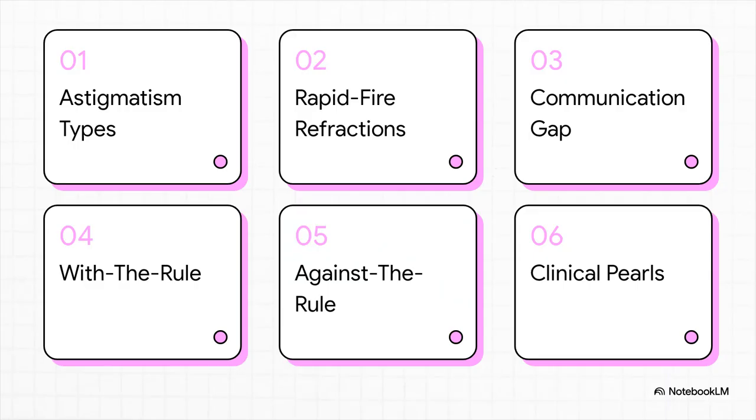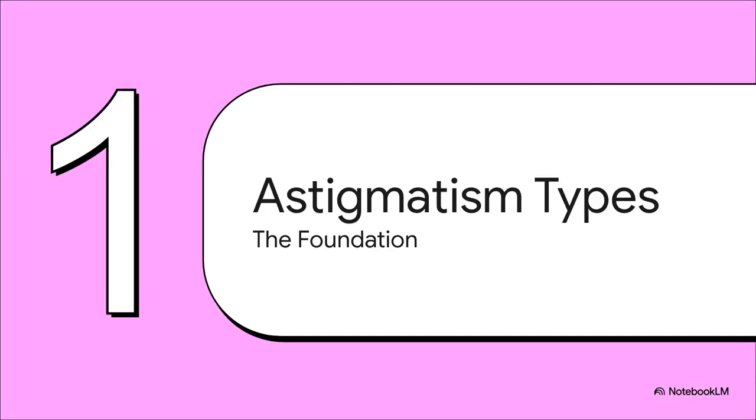Here is our roadmap for today. First, decoding astigmatism types, then OKAP rapid-fire refractions, the optic communication gap, with the rule astigmatism, against the rule astigmatism, and finally, clinical pearls and pitfalls. All right, starting off with Section 1, decoding astigmatism types, the foundation.